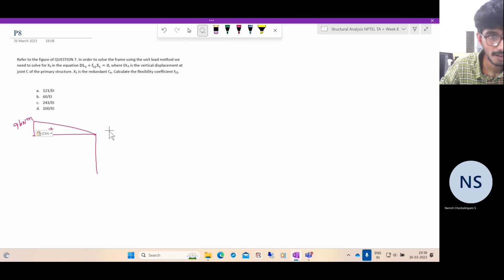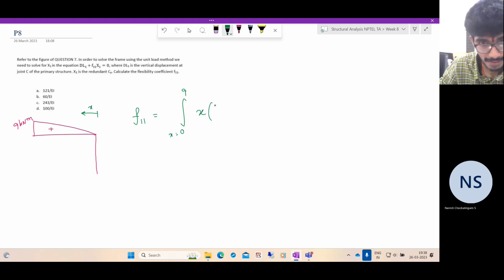So what is F11? F11 is nothing but the integral. From 0 to 6 it is nothing, so only this one contributes. Let me take this as x, going from 0 to 9, of x into x by EI dx. So x cubed by 3 is 243, 9 cubed by 3, 81 3s are 243 by EI. This is option C.